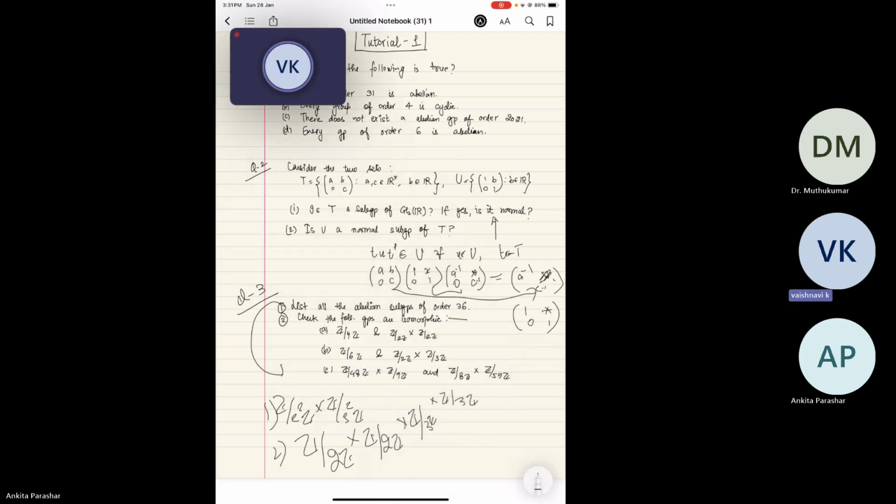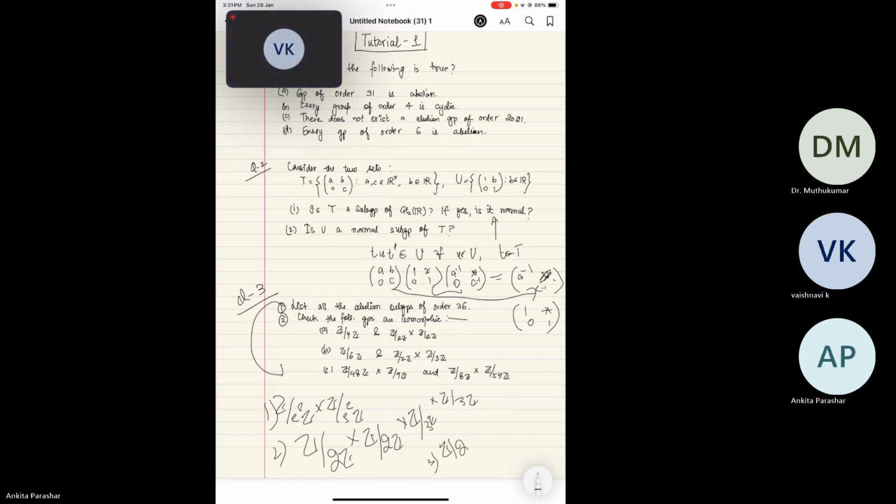Z mod 2 squared Z cross Z mod 3Z. Exactly right. This is another possibility. Any other way? Similarly, Z mod 2Z cross Z mod 2Z cross Z mod 3 squared Z.